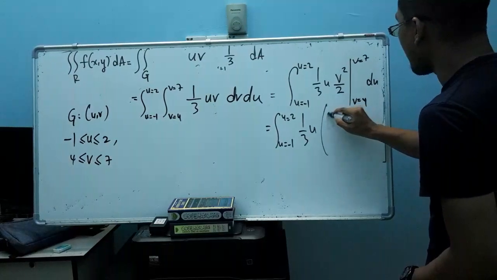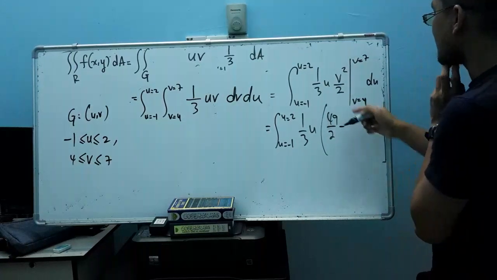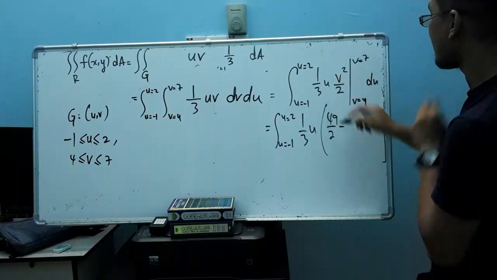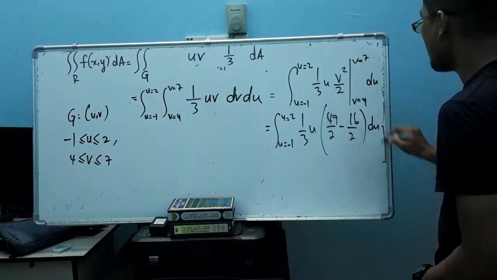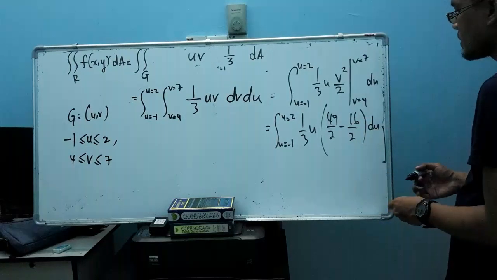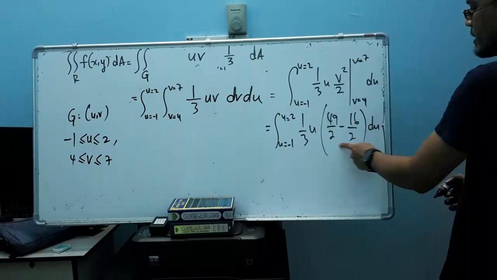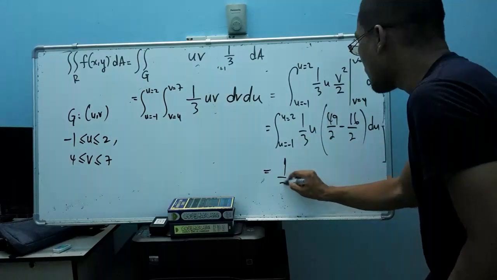I think I will have 49 over 2 and then minus 16 over 2. And then I have du. So what is this number here? This number will give me what? You can calculate this one. And then this u, right? u here I will have 1 over 3.